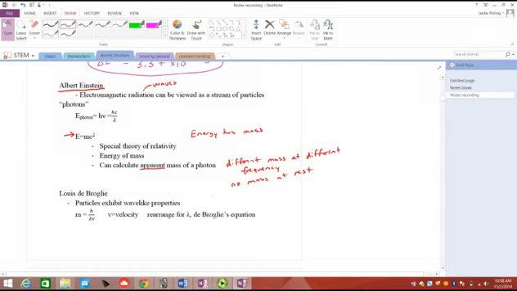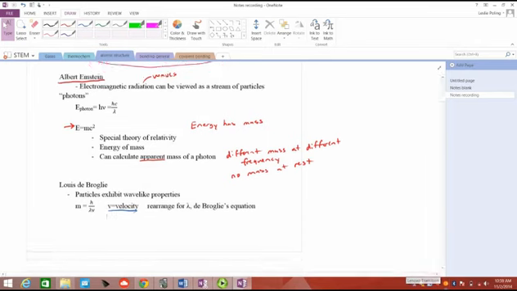Now, de Broglie said that particles exhibit wave-like properties, which goes directly along with Einstein because it's sort of the opposite. So he figured out that the mass is Planck's constant divided by the wavelength times the velocity. And that is v for velocity. I know it looks a lot like nu, but they're different.